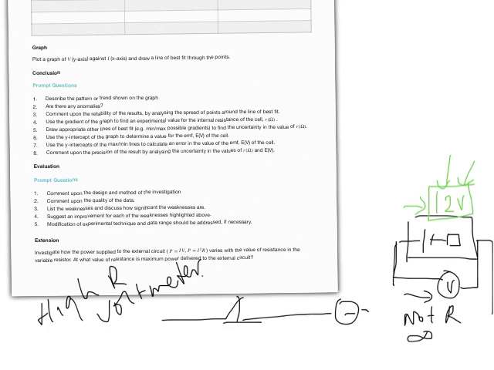And maybe trying the experiment with a new cell. Okay, so you get a new battery, which is more likely to have the full voltage that you would expect.